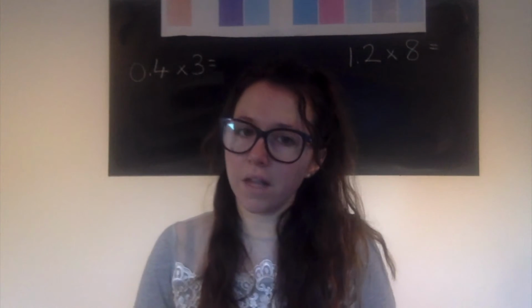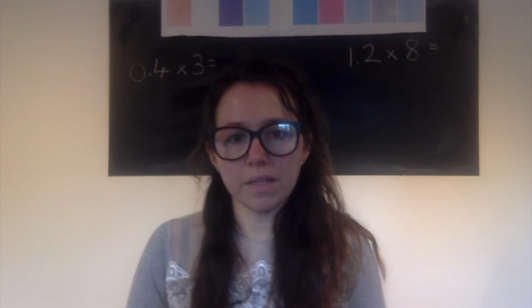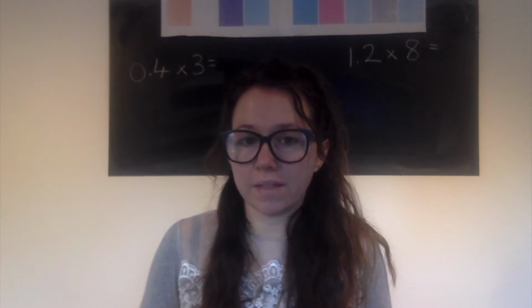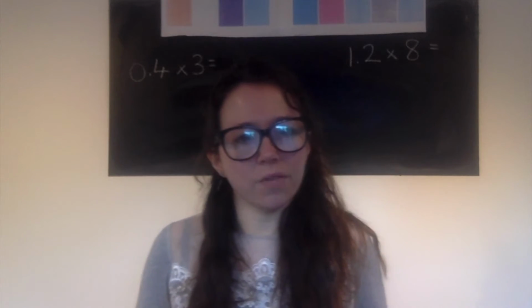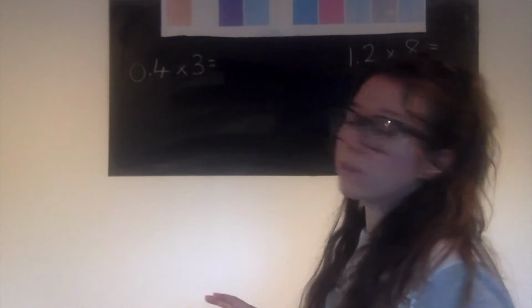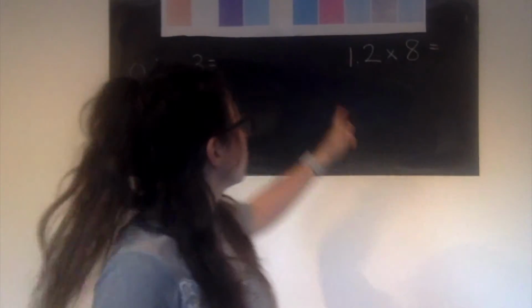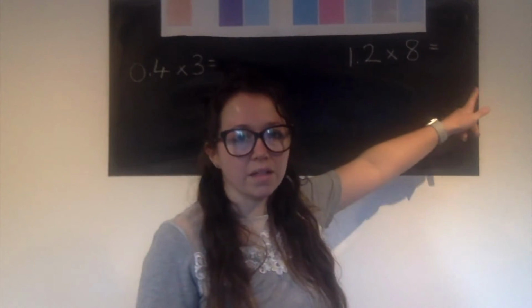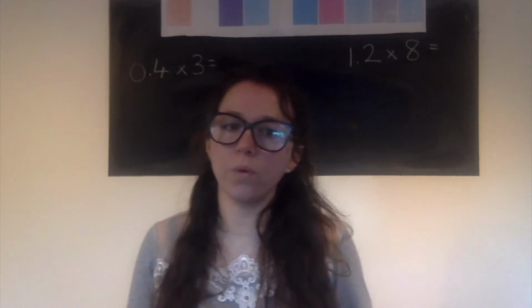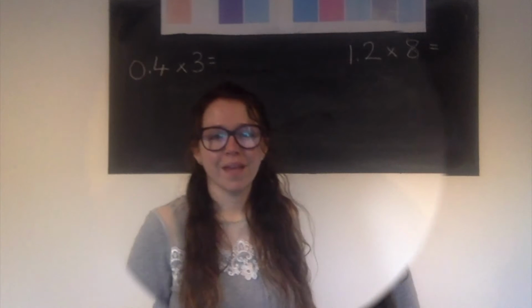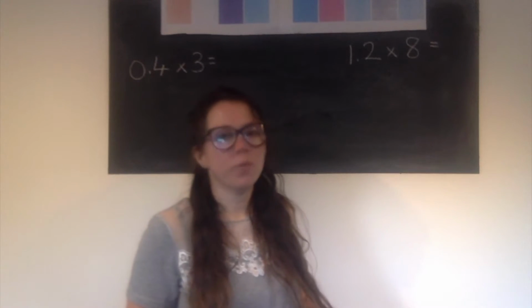So we are making it slightly harder today. Have a look at these calculations and see if you can decide what's similar to what we were doing yesterday, so what's the same, and what's different. So here's our calculations. You have 0.4 times by 3, and 1.2 times 8. So think about what's the same as what we were doing on Friday and what's different this time.